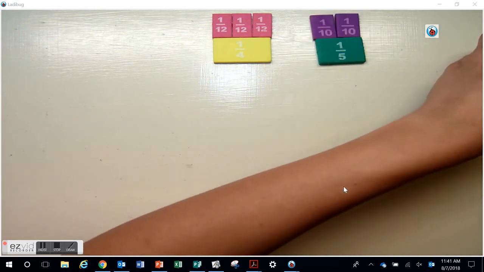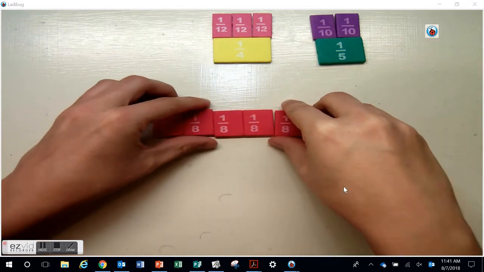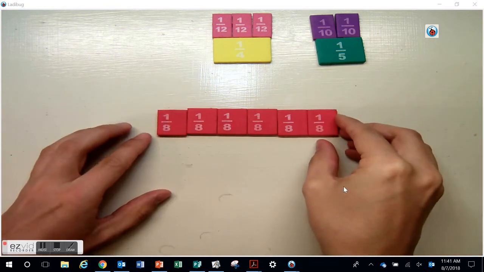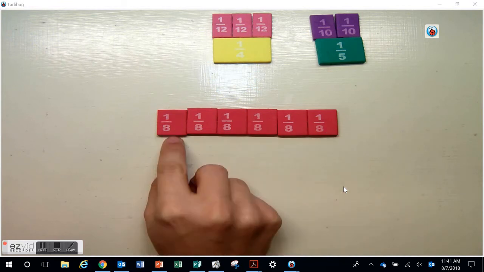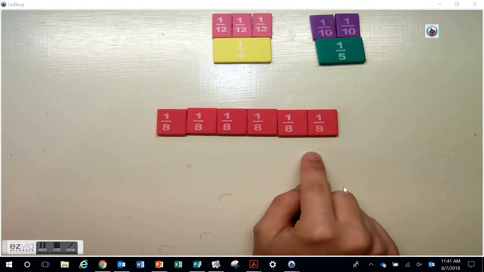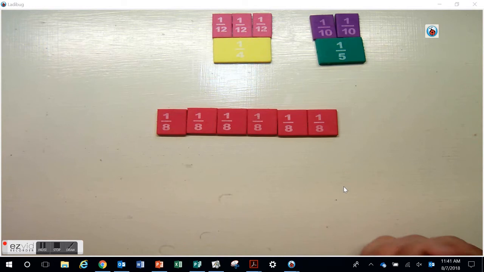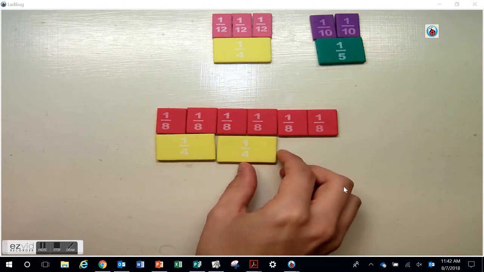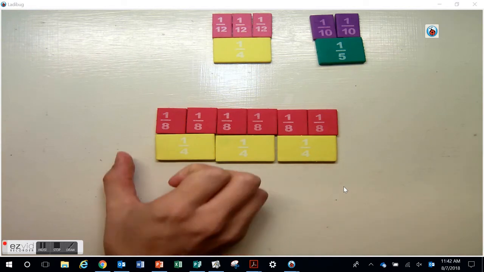Okay, let's go with a bigger fraction, or at least it looks bigger. And we have 6 1/8 pieces. 1, 2, 3, 4, 5, 6 1/8 pieces, also known as 6/8. I don't have one piece that can equal this, but if I'm looking for bigger pieces that are equal to 6/8, I can use three 1/4 pieces, or 3/4, which are equal to 6/8.